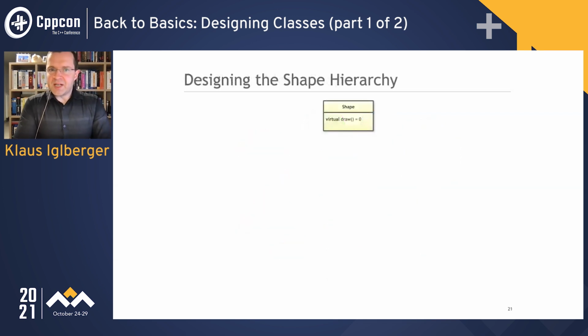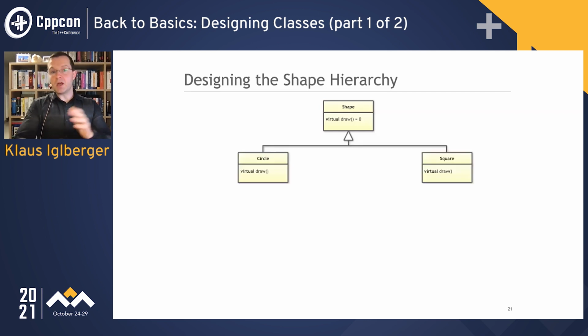I'm starting to design some kind of shape hierarchy. After all, this is what many, many people do, and this is also what we end up with in the beginning in my training classes: a shape hierarchy. I have a shape class in the very beginning that comes with a pure virtual draw function. That draw function, of course, needs to be implemented in various kinds of shapes, like for instance circles and squares. Please imagine that there are a few more; two is probably not enough.